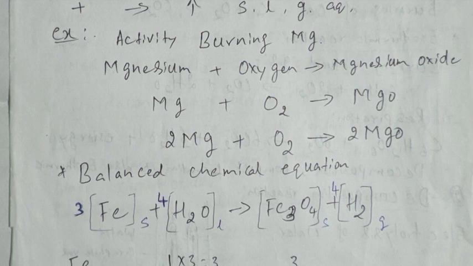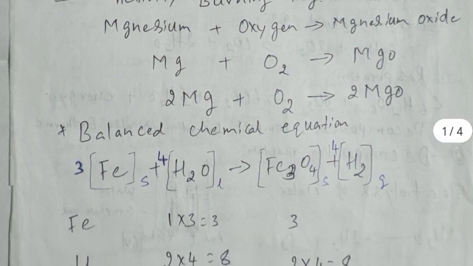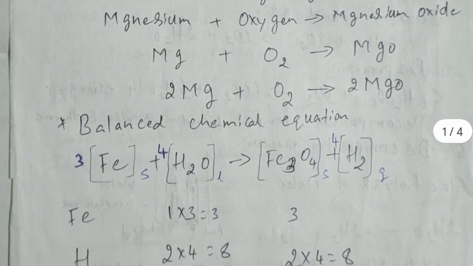This is the word equation. Below that I have written that magnesium is symbol Mg, oxygen is O2, and I have written MgO. This is the skeletal equation, which means an unbalanced equation. Next we have the balanced equation: 2Mg plus O2 gives 2MgO. This is the balanced equation. How can we balance the equation?